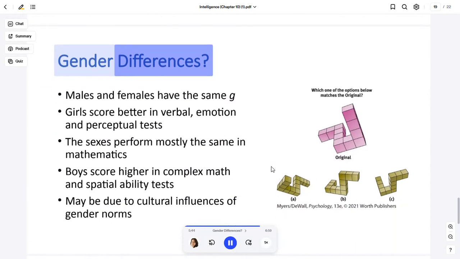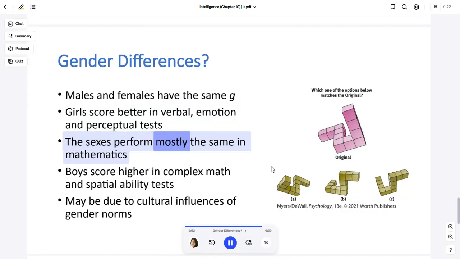Gender differences? Males and females have the same g. Girls score better in verbal, emotion, and perceptual tests. The sexes perform mostly the same in mathematics. Boys score higher in complex math and spatial ability tests, maybe due to cultural influences of gender norms.